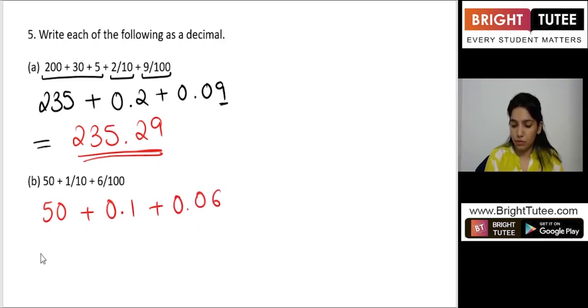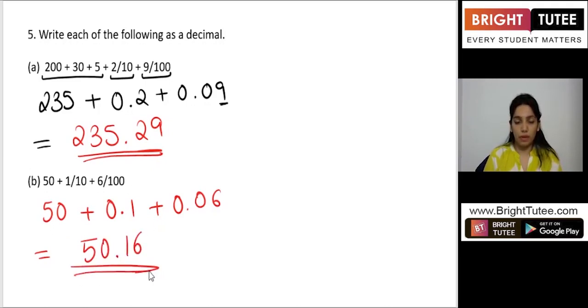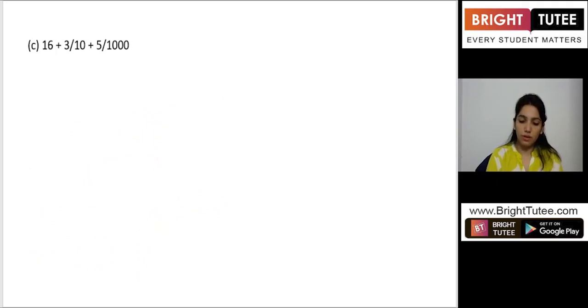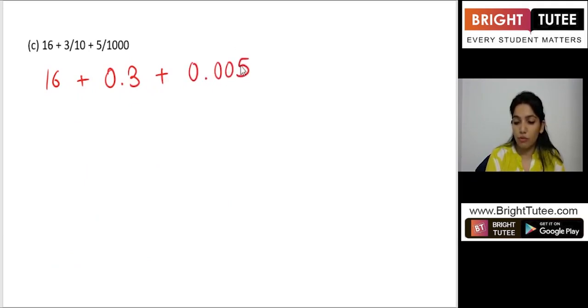Next one, 50 plus 0.1 plus 0.06. So if we add them together, what do we get? We get 50.16. Right? Next one, it is 16 plus 0.3 plus, now it's 5 over 1000, not 100. So be careful when you write. It is 0.005. We need the 5 at which place? Thousandths place.